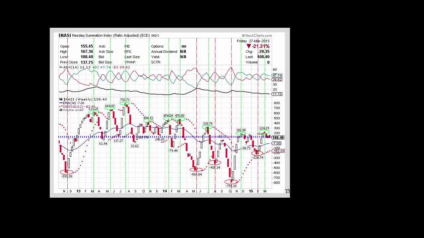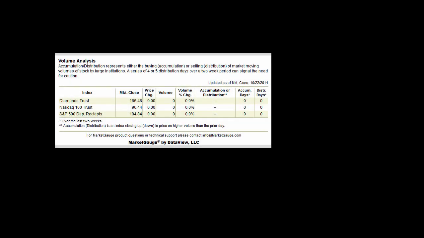The well-known market breadth indicator, the Nasdaq McClellan Summation Index, fell 21 points for the 13th decline in 23 weeks. At a positive 108.40 points, it continues below all 9 tops above plus 100 and above all 5 bottoms below minus 100 in the last 3 years.